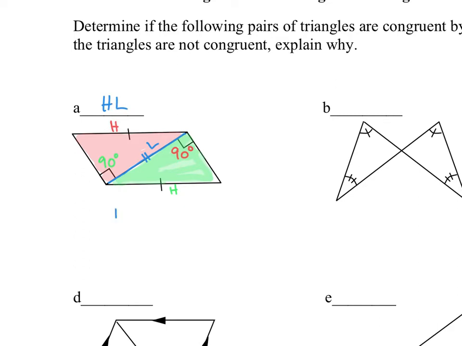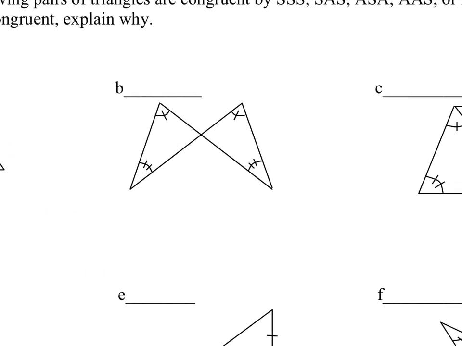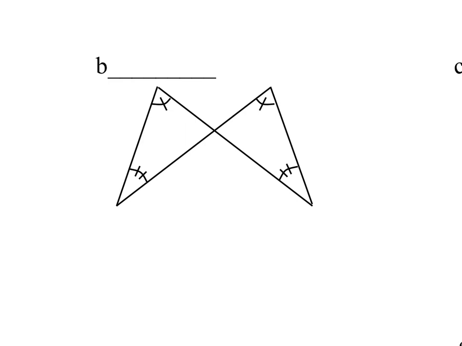Now remember, in any right triangle, the side opposite the 90-degree angle is called the hypotenuse, and the other two sides are called the legs. Now let's move on to question B. Are these two triangles congruent? And if yes, using what property?